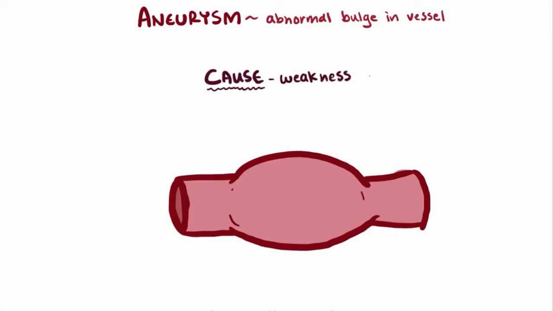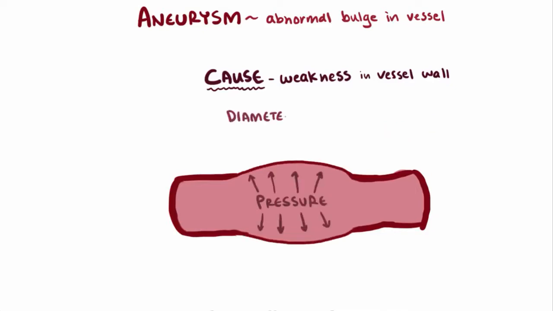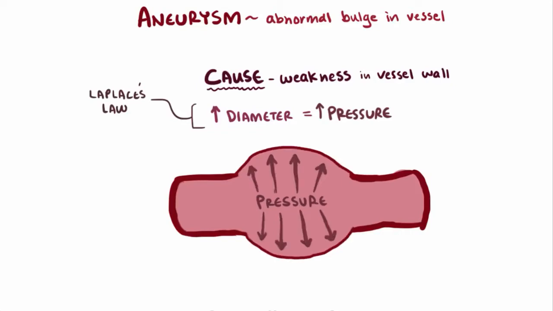Aneurysms are caused by a weakness in the blood vessel wall, so anything, really anything, that causes the wall to weaken can cause an aneurysm. When a blood vessel wall weakens, it struggles to contain the pressure of the blood pushing against the walls, so the diameter of the blood vessel lumen increases. On top of this, pressure on the blood vessel walls increases as the diameter of the lumen increases thanks to Laplace's law, making the aneurysm diameter even bigger, creating this cycle of continuous bulging.